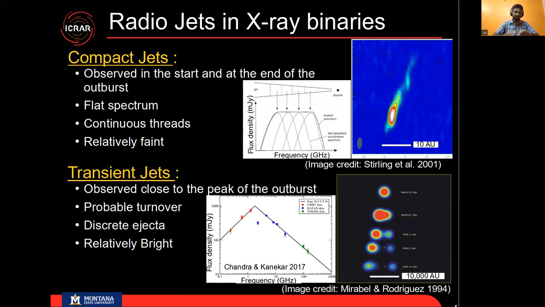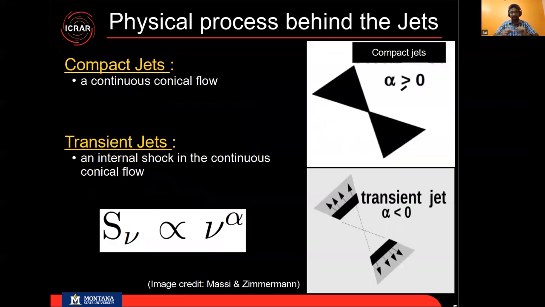So when the source is transiting towards the soft state, which is close to the peak of the outburst, we observe these transient jets, which are discrete plasma blobs, and they show a steep spectrum. Sometimes we observe a turnover also. And these transient jets move at relativistic velocities. Now, when we look at why we are observing these two types of jets, the best explanation is the following. Can you please change the slide?